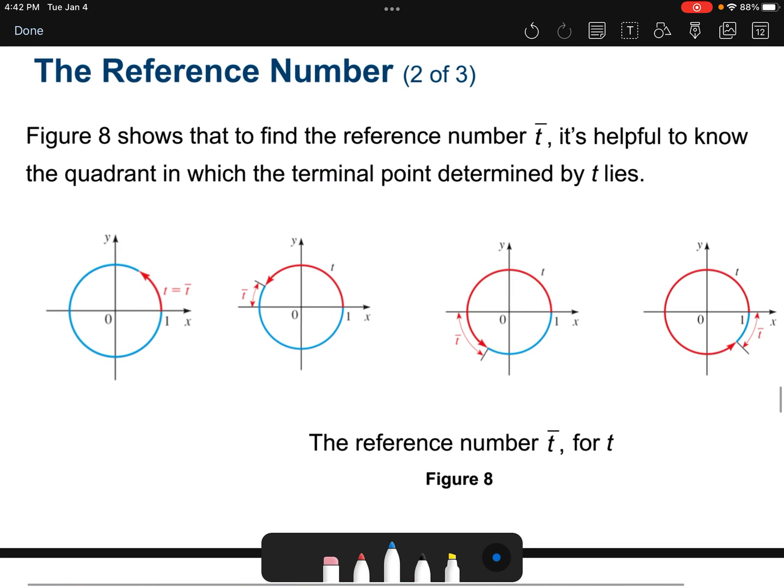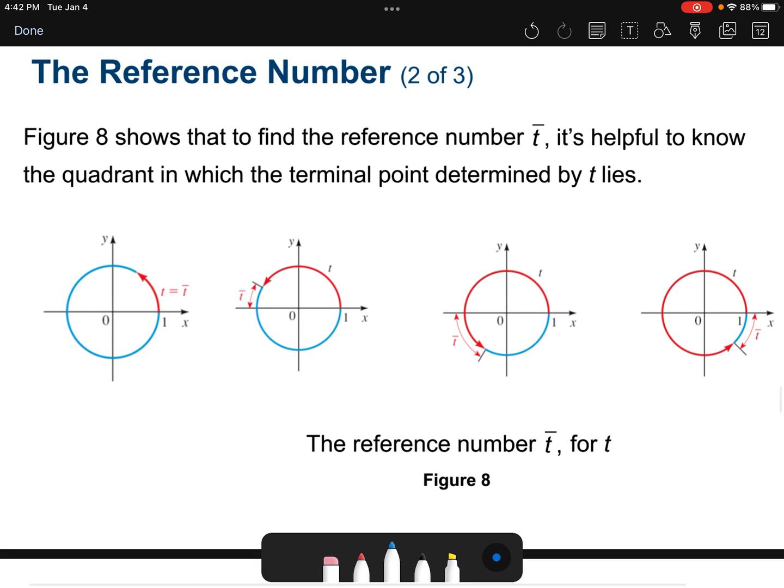Okay, so for instance, T bar on the first one there, you can see that it's from here to here. I should use red. That's T bar. T bar here is from here to here. Shortest distance from the x-axis on the unit circle. That would be here to here, not here to here, correct? And then this would be the shortest distance on this one.